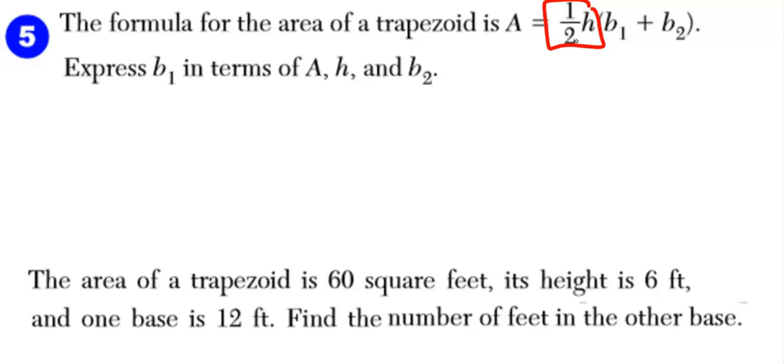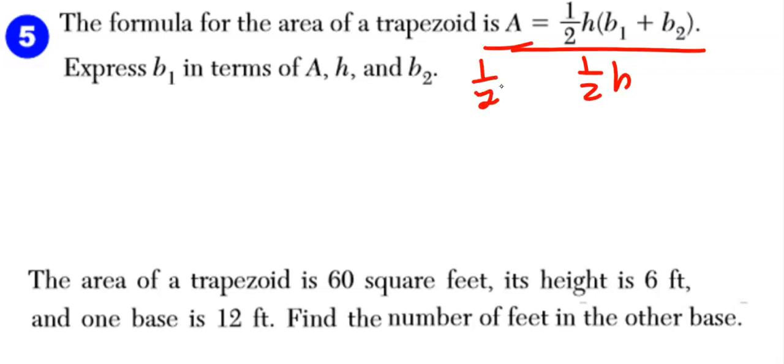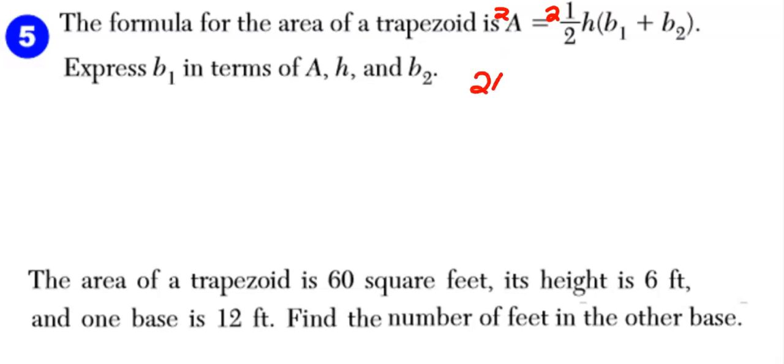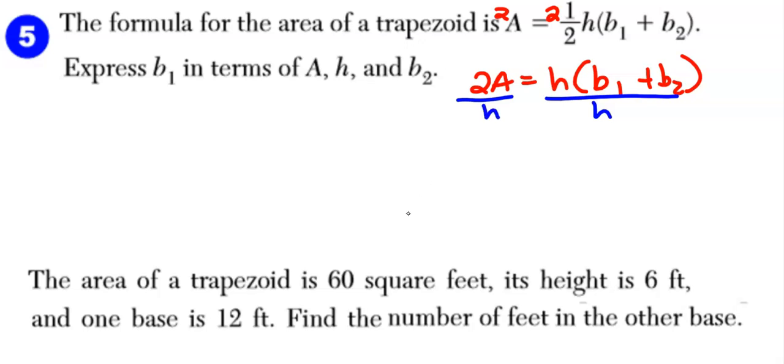So 1/2 h is multiplying the quantity, so technically the inverse would be dividing both sides by 1/2 h, but we don't divide by fractions. So I'm going to multiply by 2, giving us 2a equals h times the quantity b1 plus b sub 2. Now I'm going to divide both sides by h. And therefore I can remove the parentheses.